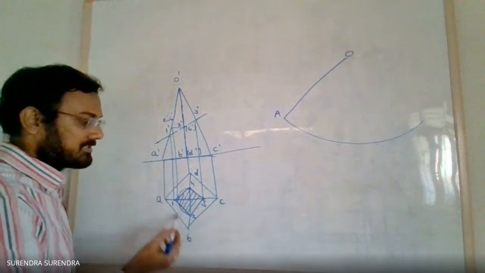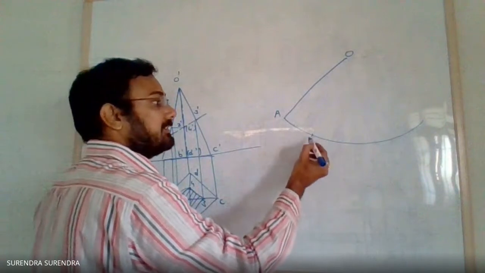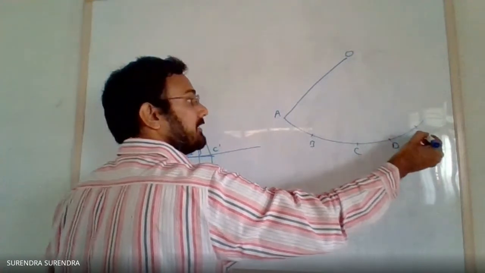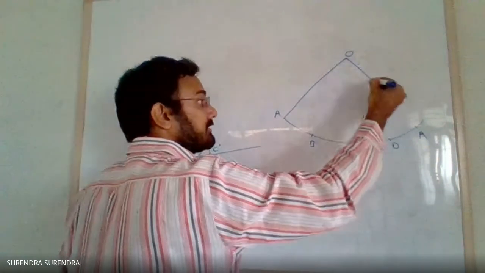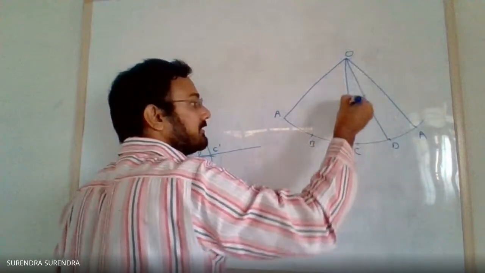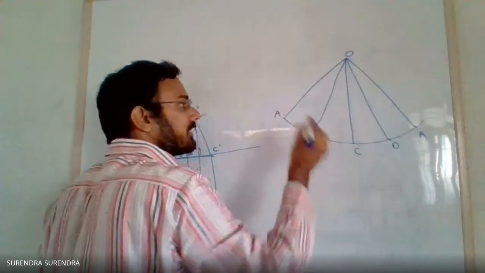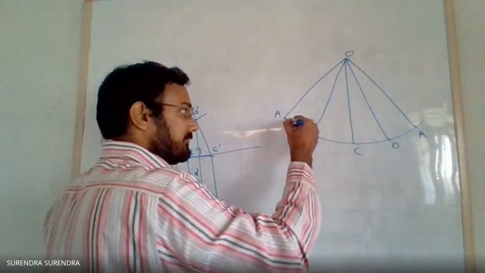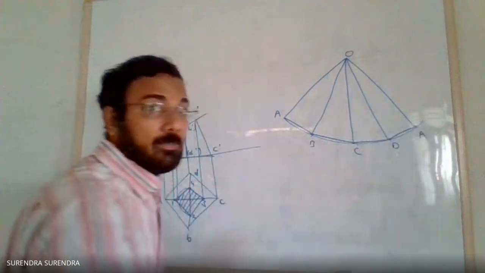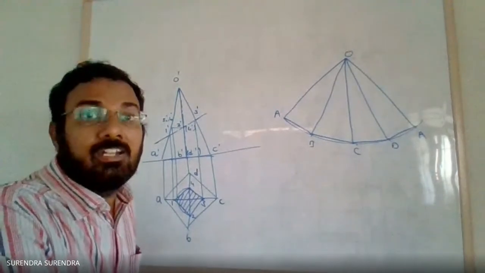Now measure the distance A to B, side length 25 mm. With A as center, draw an arc. B, C, D, and again A. Join OA, OD, OC, and OB. This is the development of the pyramid without the cutting plane.